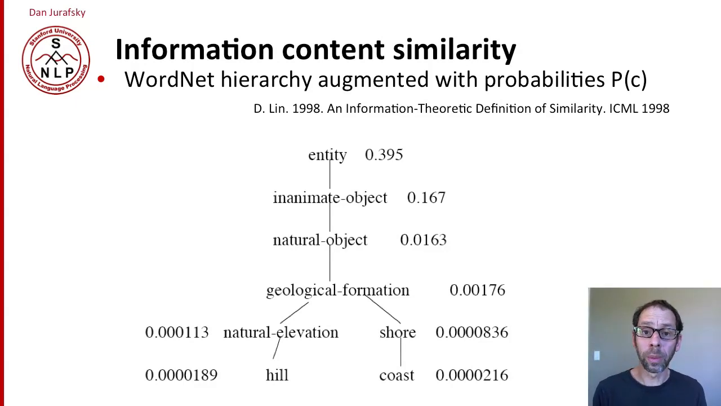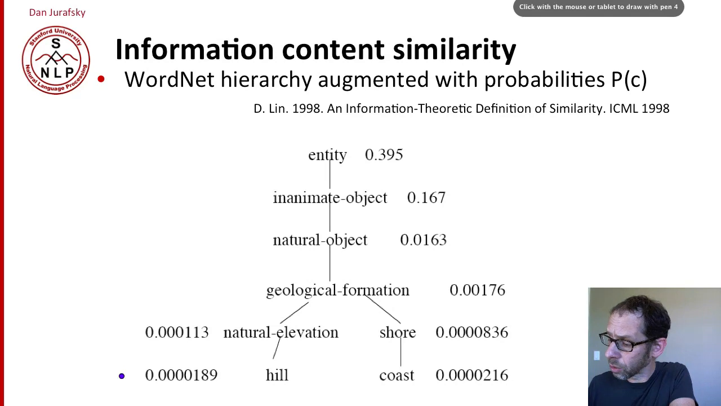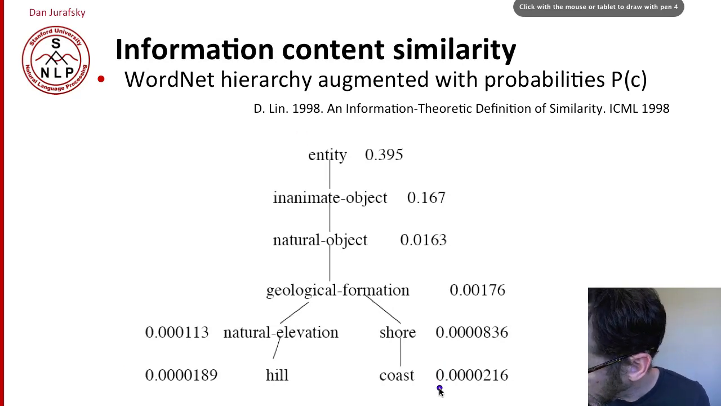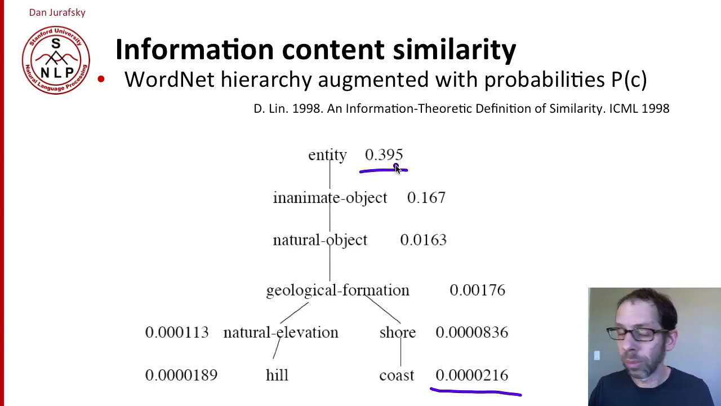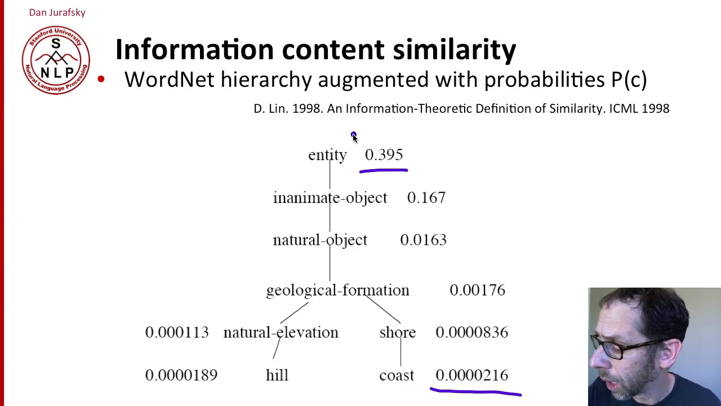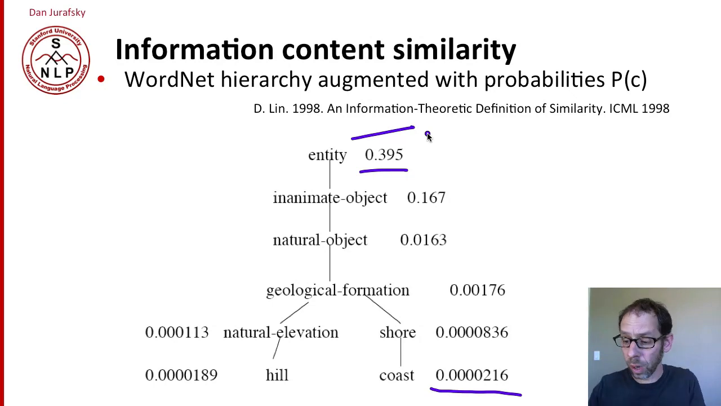Once we've computed these probabilities, we can associate them with a hierarchy. So here's probabilities computed by Dekang Lin. And so now we can say that the concept coast has probability 0.000216, while the further up we go in the hierarchy up to entity, we have a probability of 0.395. And whatever in this particular version of WordNet was above entity will have probability of 1.